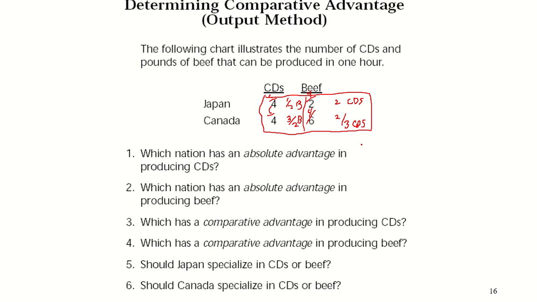Okay. And so which nation has an absolute advantage in producing CDs? Well, absolute advantage, none, neither. Which nation has an absolute advantage in producing beef? Well, Canada, because they can produce 6. Japan can only produce 2. So we'll say Canada. Which has a comparative advantage in producing CDs? Well, 1/2 is less, so that would be Japan.